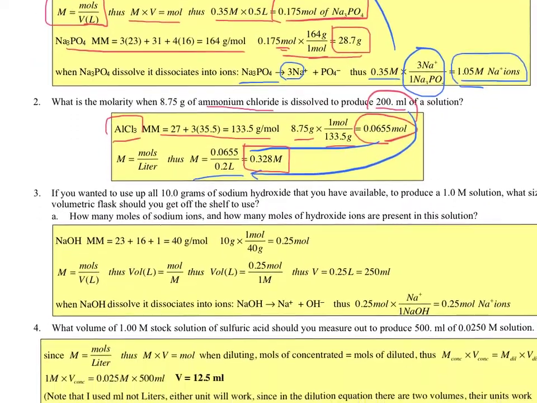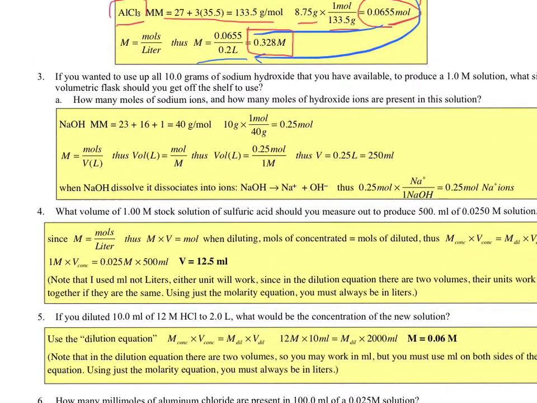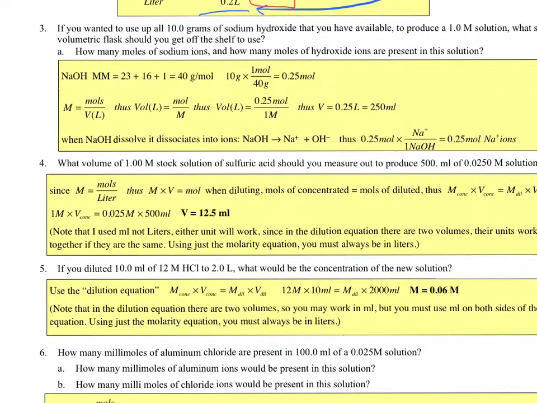Third question, push it all the way to the top. Number 3 asks a slightly different variation on the same theme. You're told what mass of the chemical you can use and what concentration you want to make up. So what size flask should we use? Flasks don't come in all sizes. I chose numbers that would make this work out.